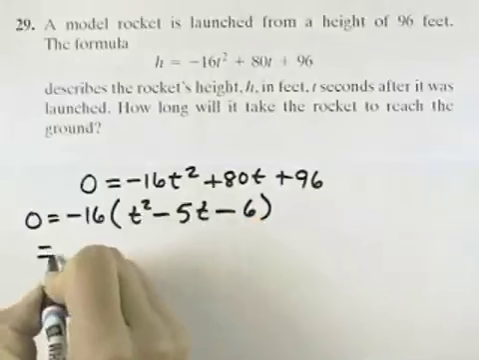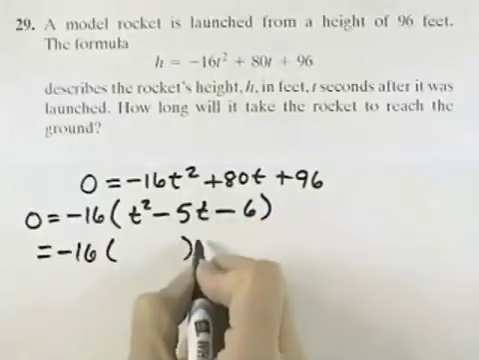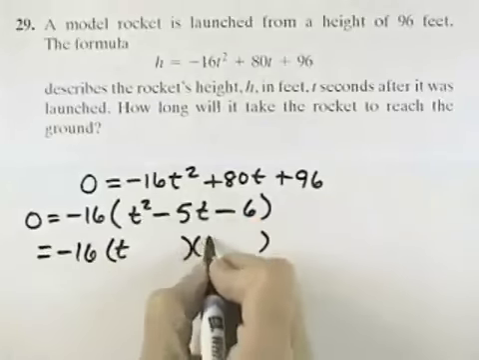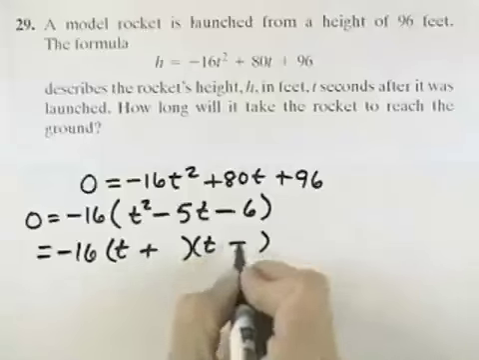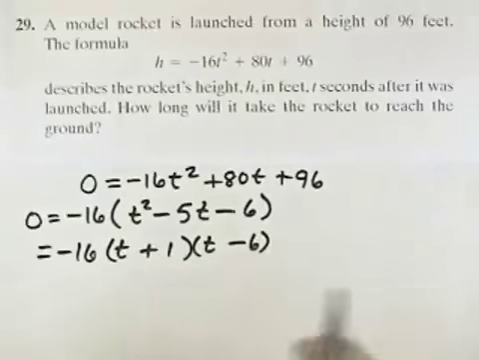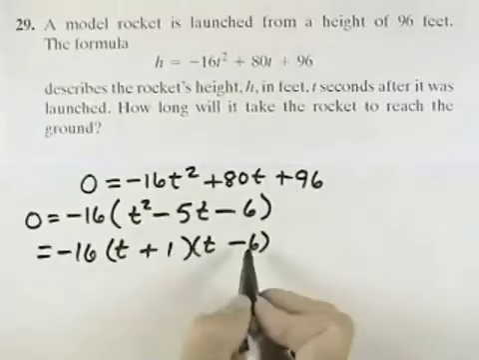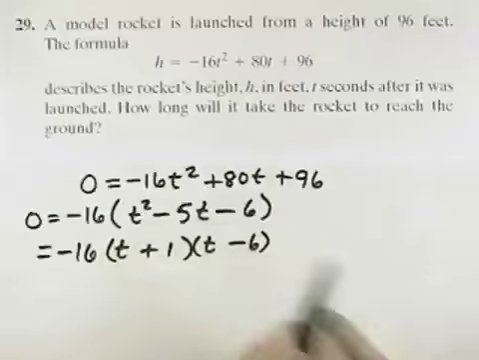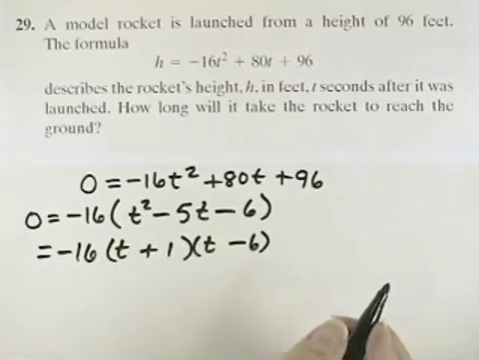Now I can try to factor the trinomial. I know the first terms will be t. I know they'll be opposite signs. And I can try 1 and 6. If that doesn't work, I can try 3 and 2. But I get a positive 1t and negative 6t for a middle term of negative 5t, which does work.